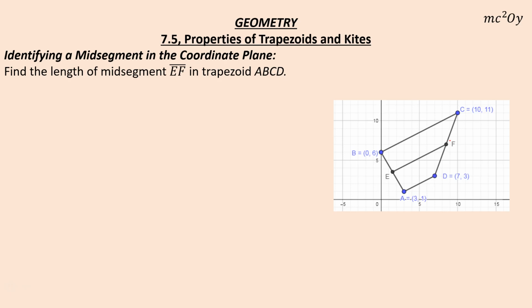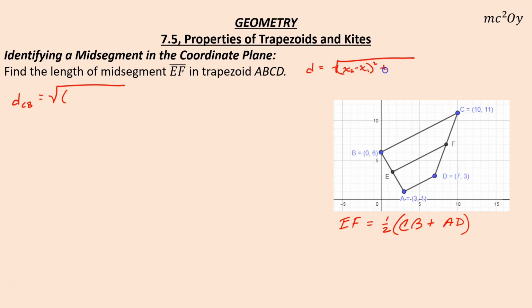Or, since I know that EF is equal to 1/2 of CB plus AD, I could find the length of CB and AD and cut it in half. And I think that's the route I'm going to go because I already know the coordinates for A, B, C, and D. So I'm going to find the distance of CB first. I have my distance formula. Just a quick reminder, distance is equal to the square root of x2 minus x1 squared plus y2 minus y1 squared.